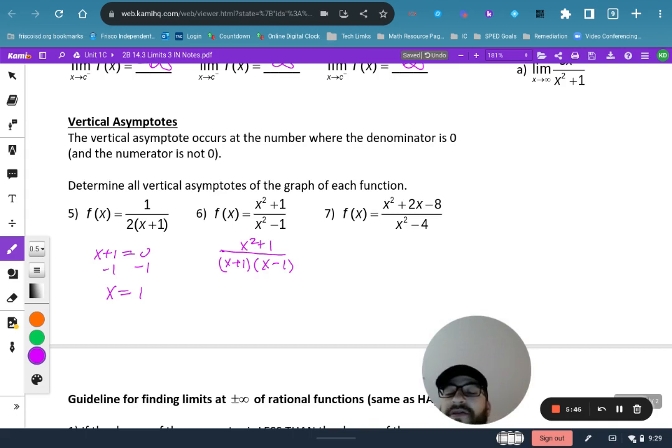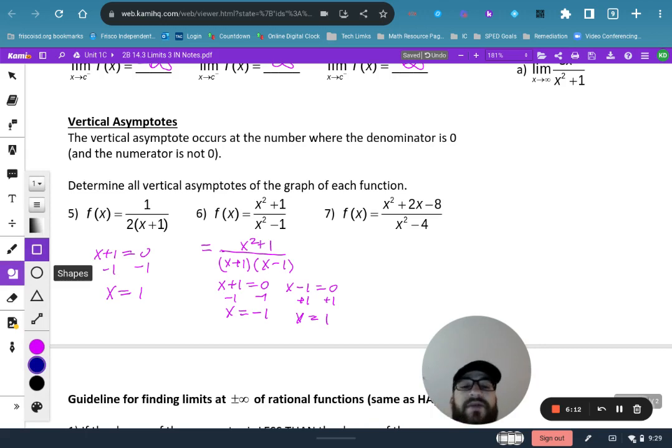So I'm going to go ahead and do that now. And then any factors that I have left over in the bottom, I can set equal to 0. So x plus 1 and x minus 1. And there we go. So we get x is equal to negative 1, and we get x is equal to positive 1.